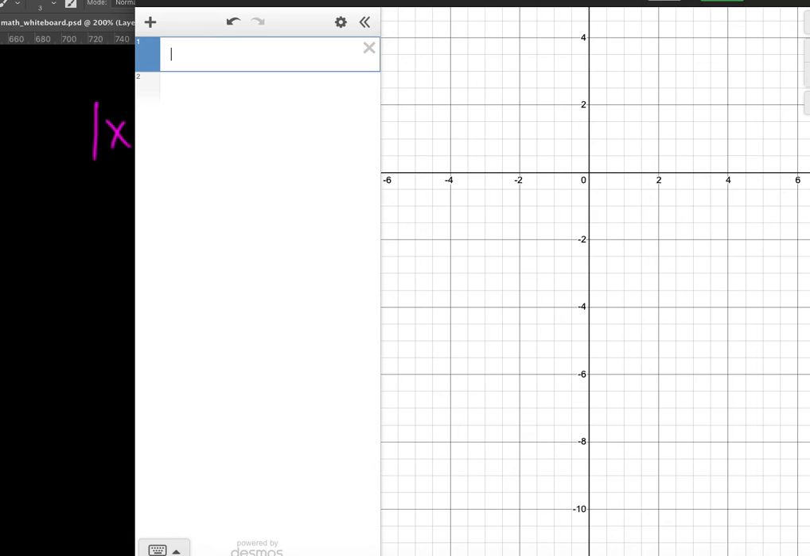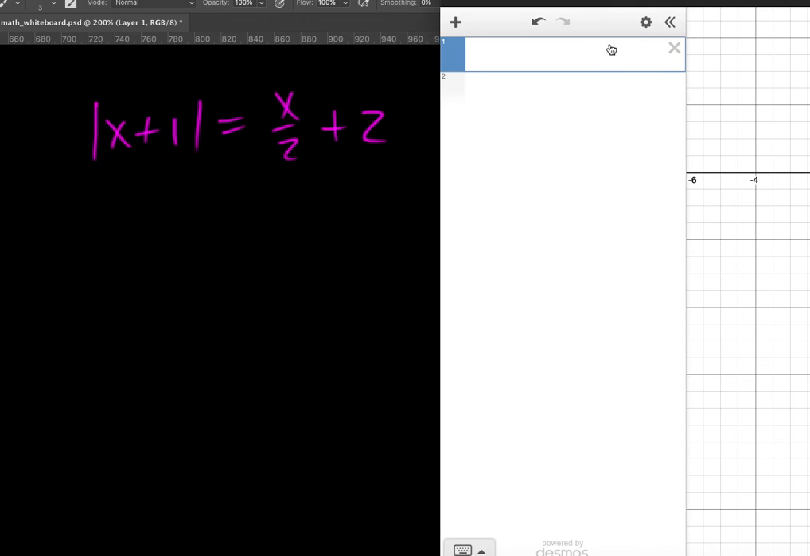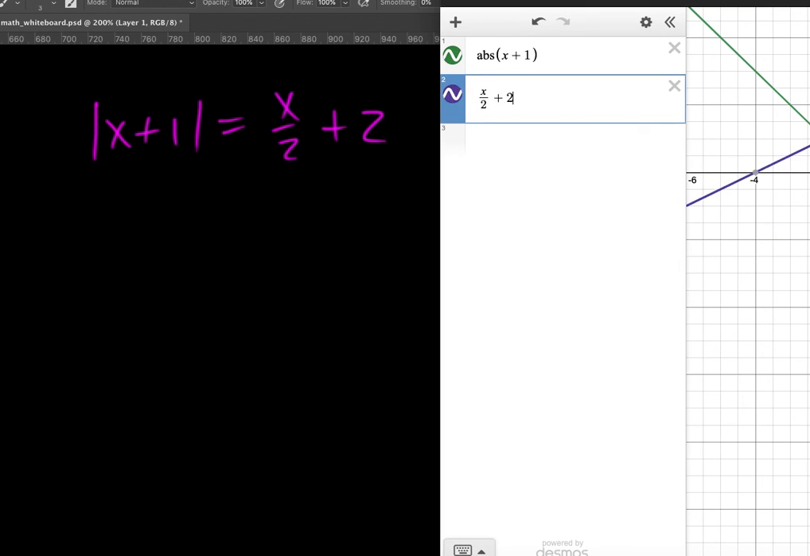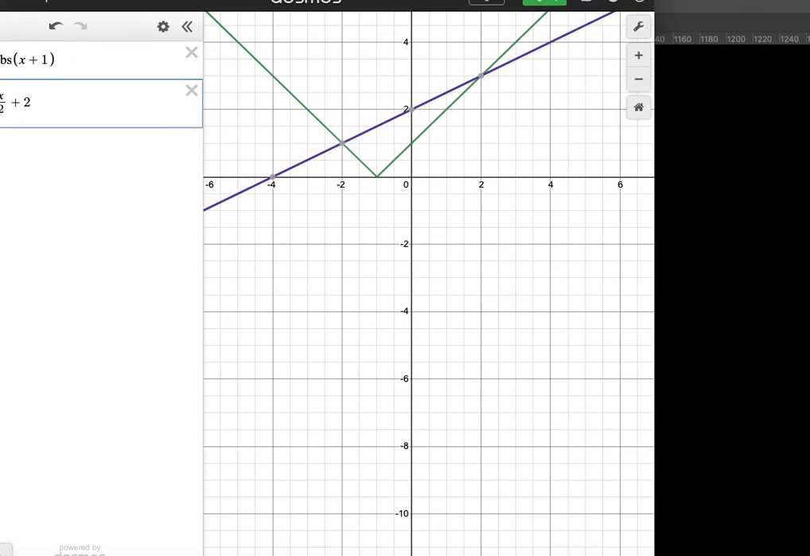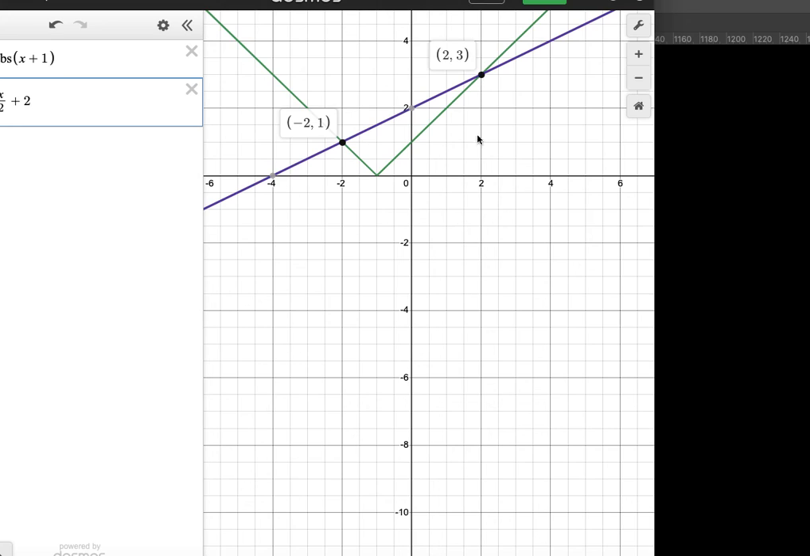Okay, now they want us to solve graphically. So let me get Desmos. Alright, here's Desmos. So we just want to graph both sides. If you go A, B, S, and then do x plus 1 on Desmos, that graphs absolute value. And then x over 2 plus 2. And so we just look at the 2 spots where it crosses and we write down those x values. So it's going to be -2 or 2.